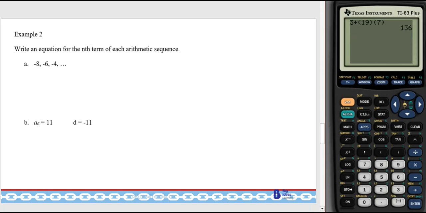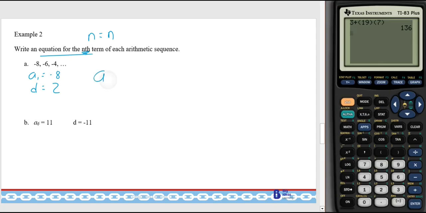In example 2, we are writing the rule. It says write the equation for the nth term. So as I'm trying to figure things out for example A and B, honestly, our n value is going to stay as just n because they're not telling us a specific term. So here I have an a1 of -8. And then I have to find my common difference. -8 to -6 to -4. Everything is increasing by 2, so plus 2.